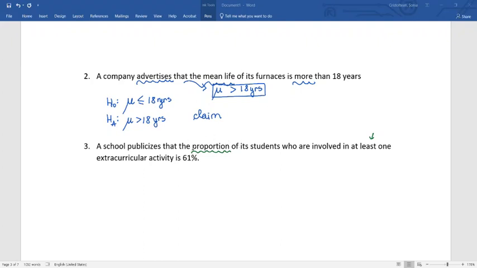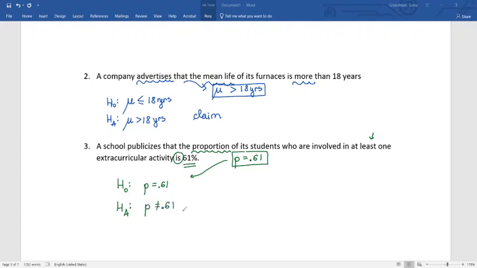However, if you read it carefully, this is about proportion being 61%. So I will translate this as P equals 0.61 proportion. This time, the claim is about proportion, and it's an equality. So to write down the null hypothesis and the alternative hypothesis, since I see this one contains the equal symbol, this one will actually become the null hypothesis. The complement of this one will actually be not equal to 0.61.